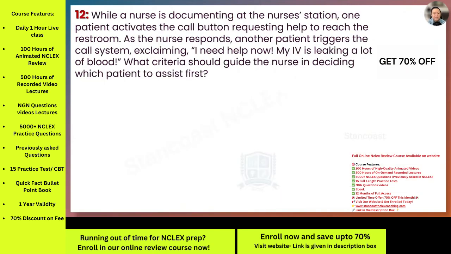12. While a nurse is documenting at the nurse's station, one patient activates the call button requesting help to reach the restroom. As the nurse responds, another patient triggers the call system, exclaiming, "I need help now. My IV is leaking a lot of blood." What criteria should guide the nurse in deciding which patient to assist first?